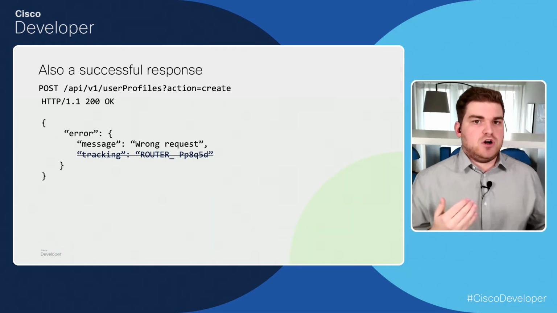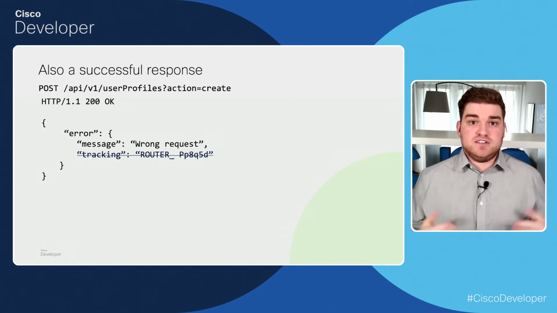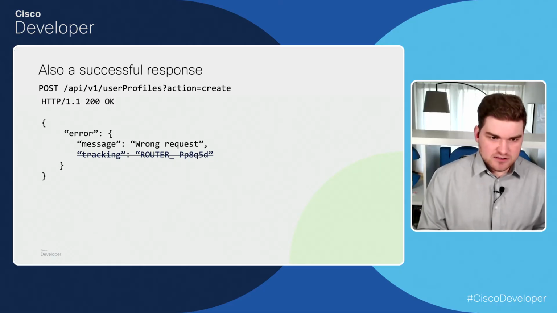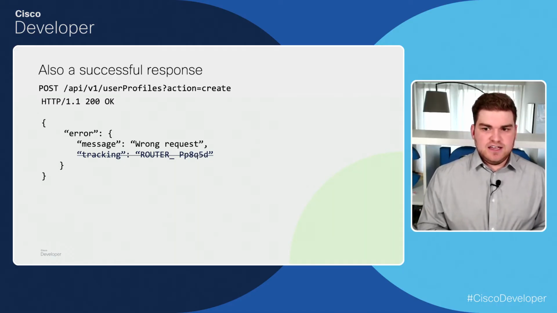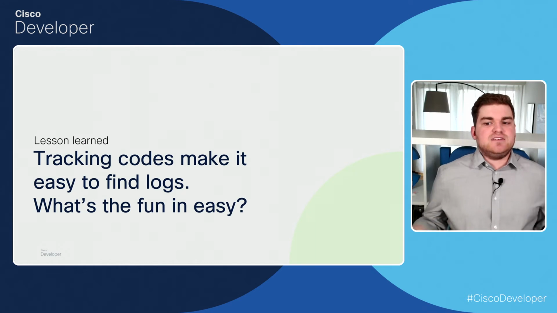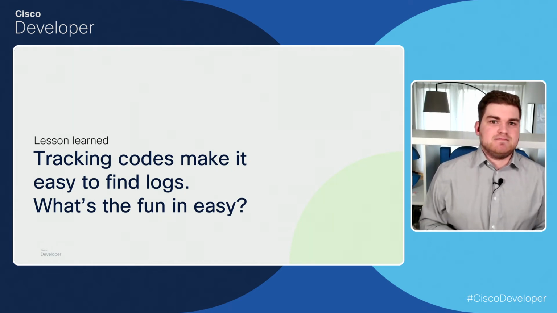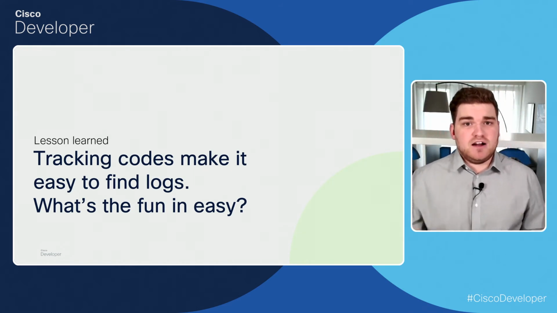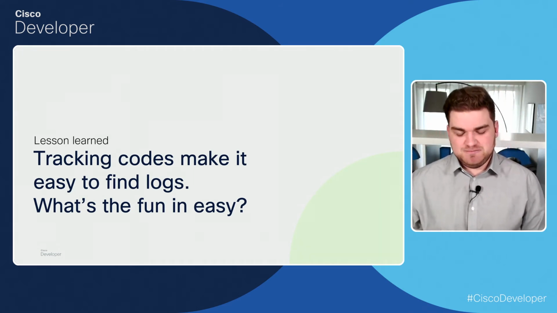We do not want to offer the user or the support team any easy way to get visibility. Because a lesson learned here is that tracking codes make it easy to find logs. And what's the fun in easy? Let's make the support team and the developers really work hard for using your API.